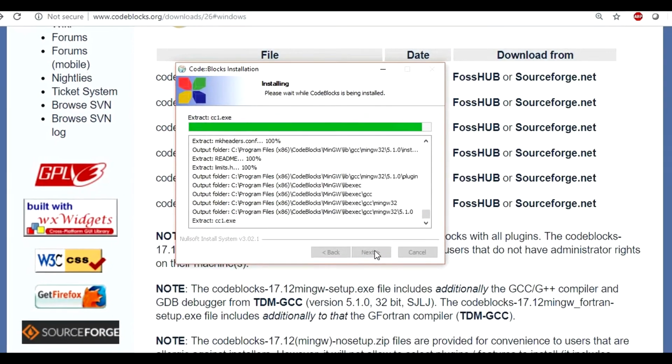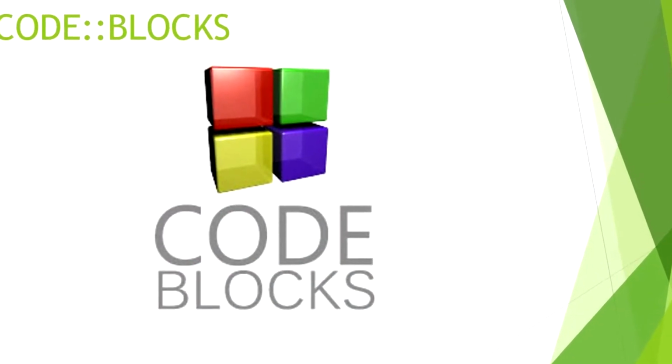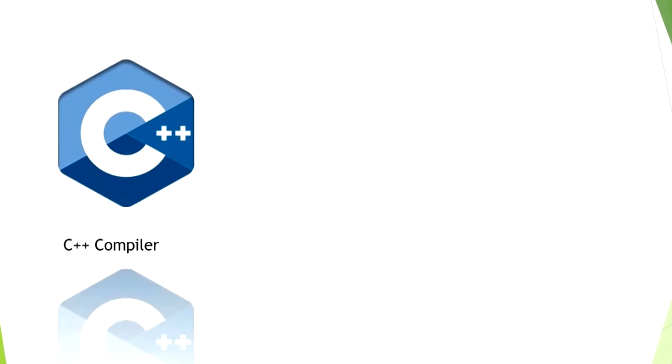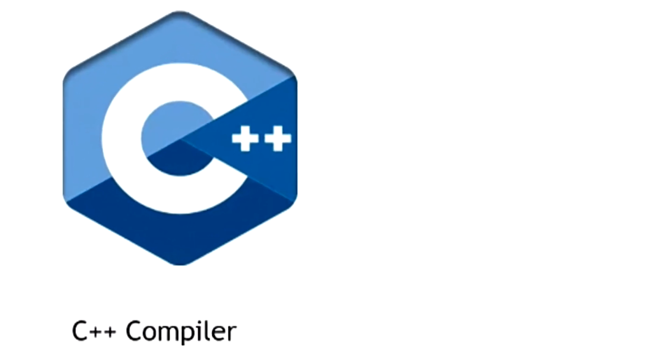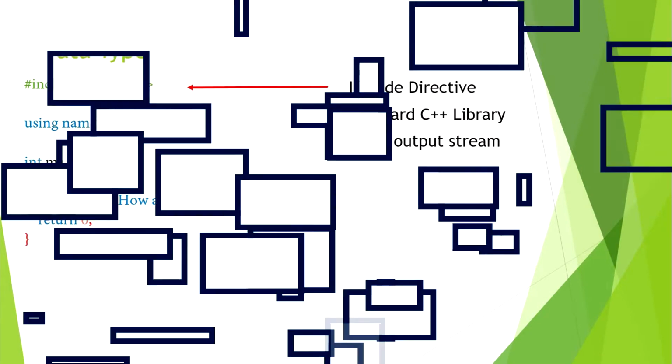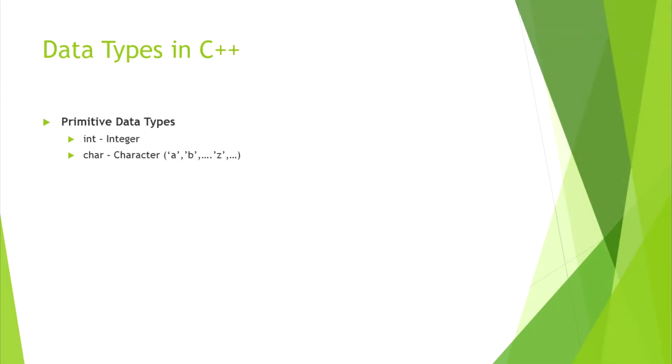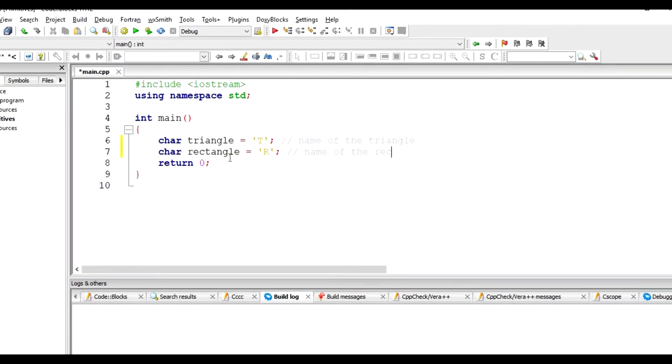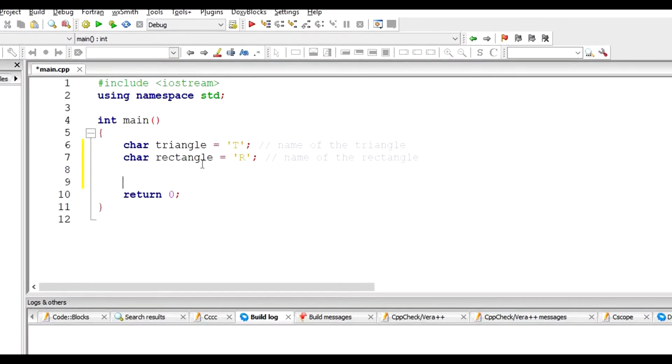Previously, we learned how to download and install CodeBlocks IDE and C++ compiler to code and run programs with C++. In this video, we will write our first program and learn the primitives in C++. At the end of this video, we'll be able to write our own programs.